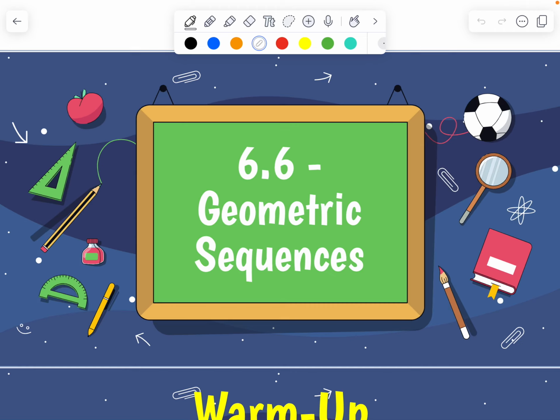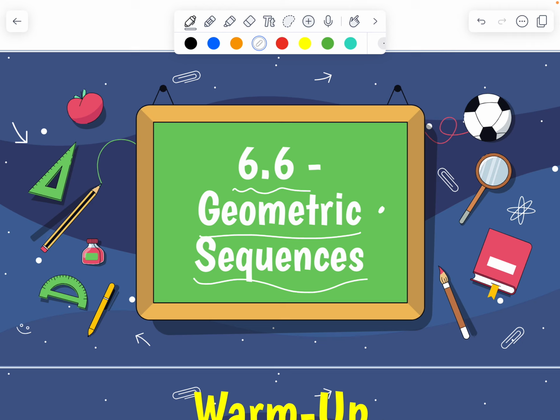All right, today we're looking at lesson 6.6. You're going to want to make sure to take some notes and label them. Geometric sequences. I previewed it a little bit yesterday. We know a sequence is just an ordered list of terms, and arithmetic means that we're adding or subtracting. When we have a geometric, that just means we're multiplying between terms.